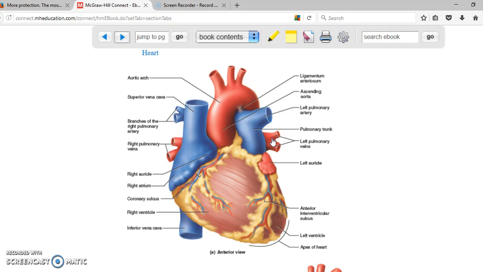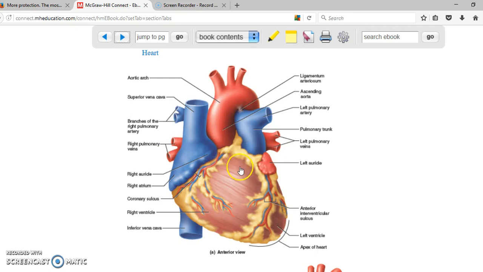So there are 4 chambers. These 4 chambers are going to be, again, the right atrium, left atrium, right ventricle, left ventricle. So what are these blood vessels? In the case of the right atrium, you're going to have the superior vena cava and the inferior vena cava. If you go to the left atrium, you're going to see that you have the pulmonary veins. You have 2 right here and 2 right here. So there are 4 pulmonary veins.